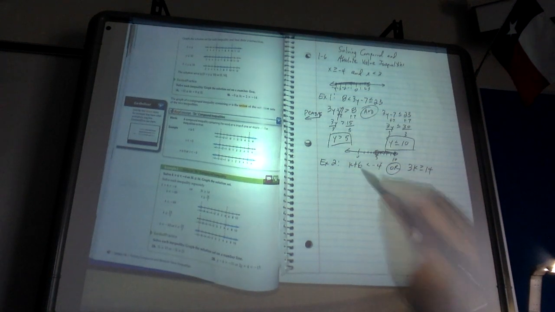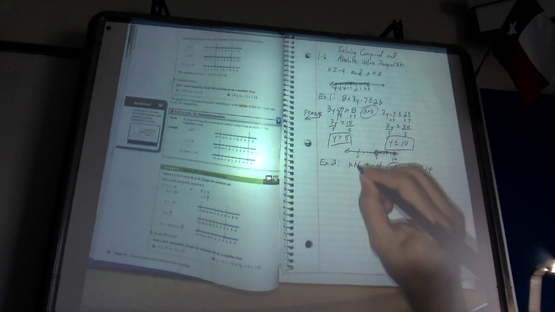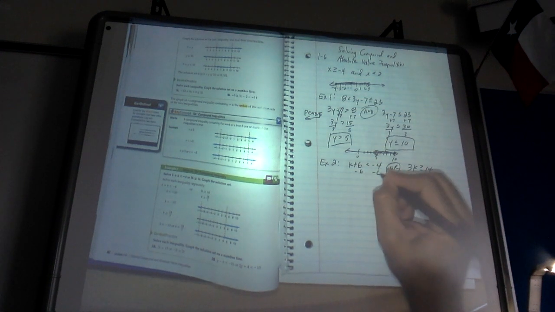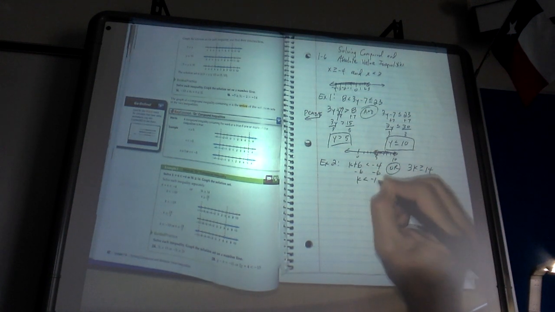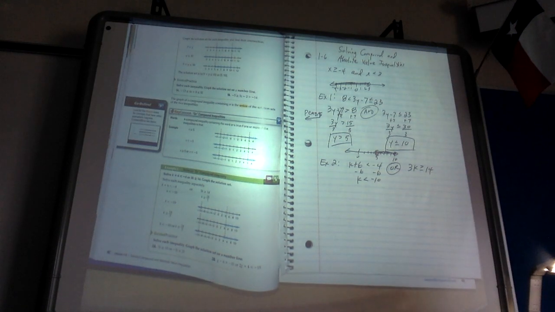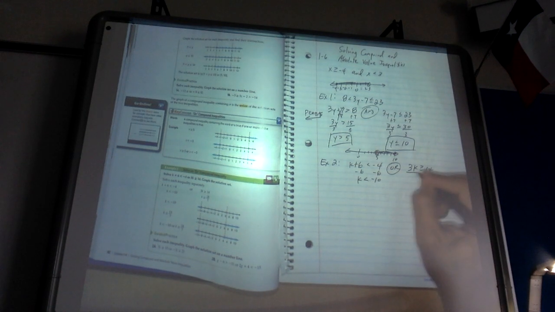All right, so here we go, solving for k. We're going to do PEMDAS backwards. I've got to get rid of the addition first. Minus 6 on both sides. I get k is less than negative 10. Or we come over here and we divide by 3 to get k by itself. And I get that k is greater than or equal to 14/3.